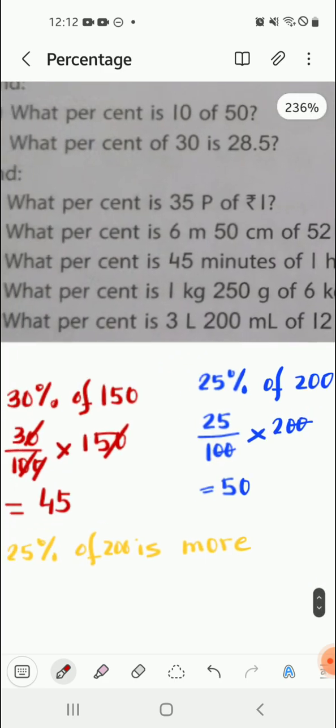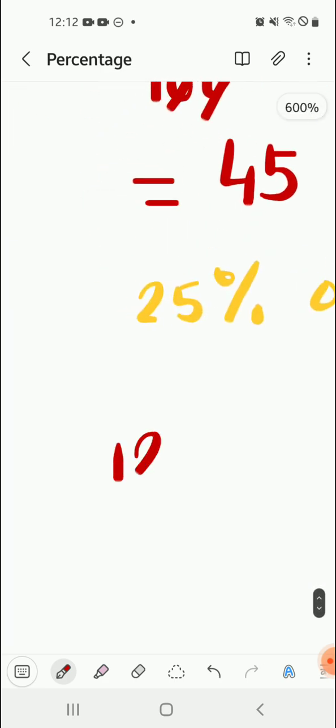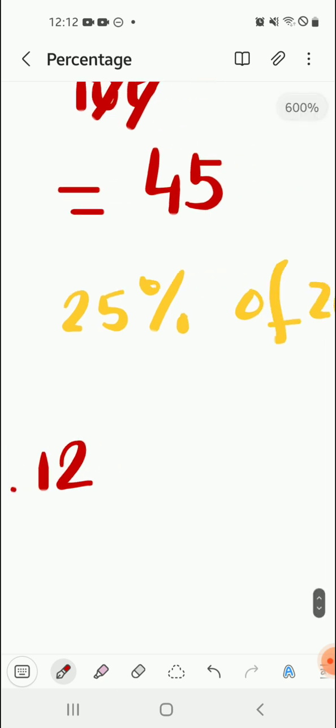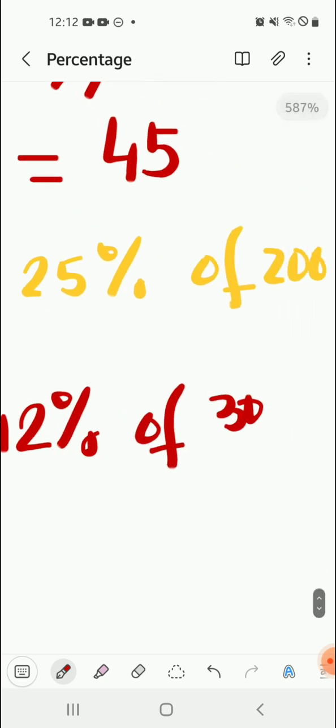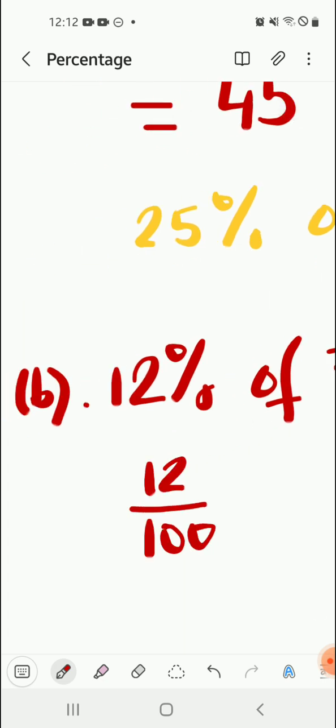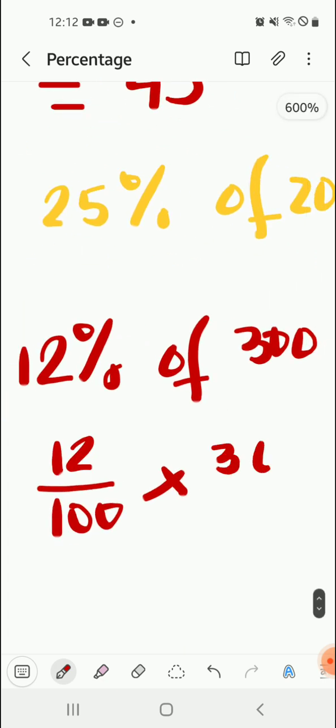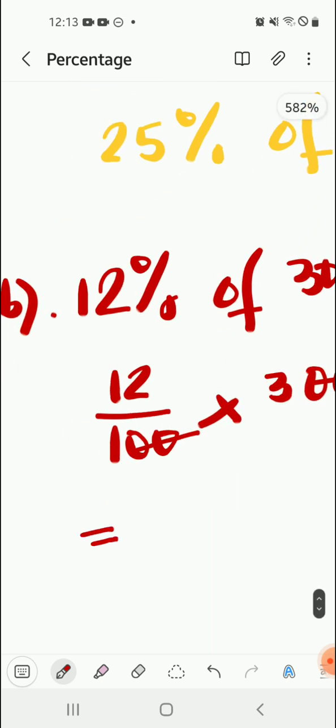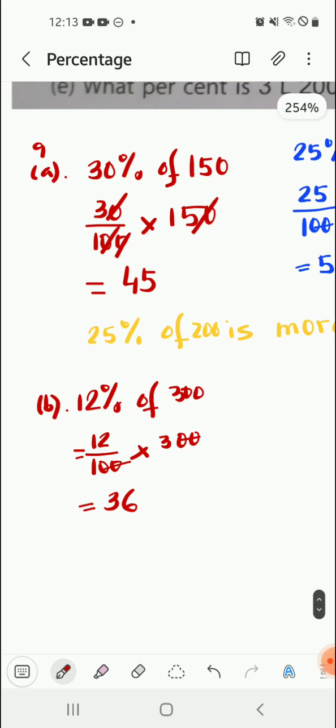12% of 300. So 12% is 12 by 100. Of is into 300. We'll cancel the zeros. So 12 into 3 we get 36. So we have got this value.